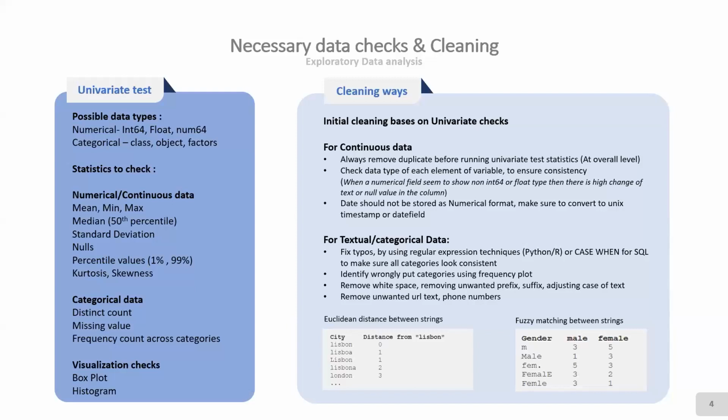Similarly, when we talk about categorical data, we talk about distinct counts, the number of categories that are there, how many missing values there could be, and the frequency count across categories. So let's say there is a category of hair color of the citizens in a particular area, there could be a lot of people with brown hair, there could be a lot of people with black hair.